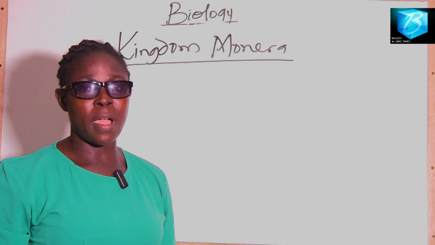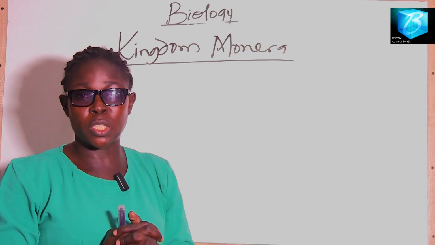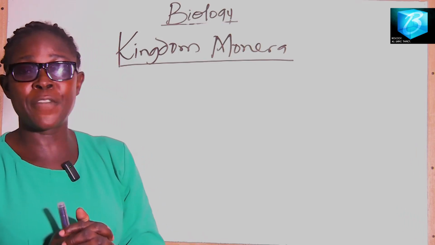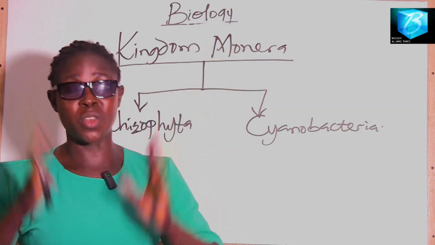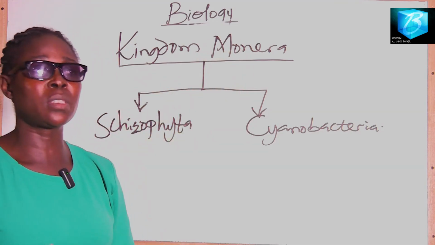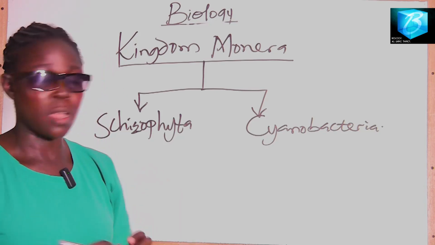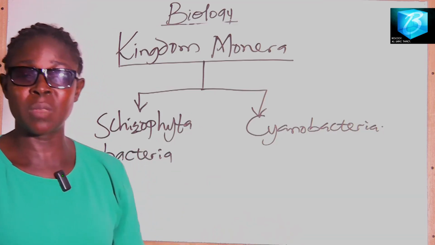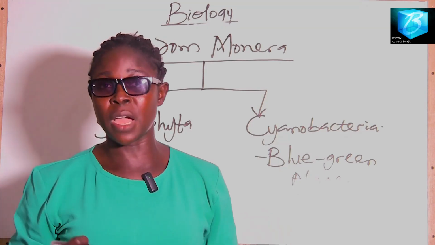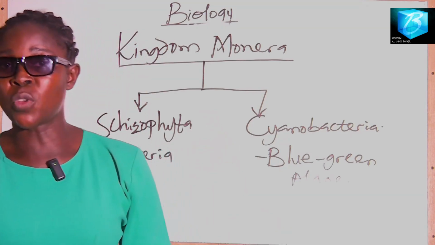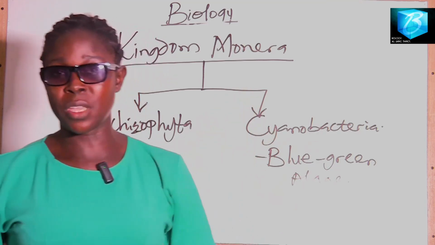In this kingdom Monera, there are 2 divisions. Division number 1, we call it Schistophyta. Number 2, we have Cyanobacteria. The Schistophyta consists of organisms that are generally called bacteria, while the cyanobacteria consists of organisms that are generally called blue-green algae. The representative of Monera is the bacteria. So we're going to major this class, we're going to major this teaching on bacteria.